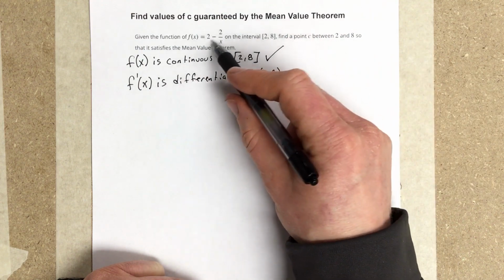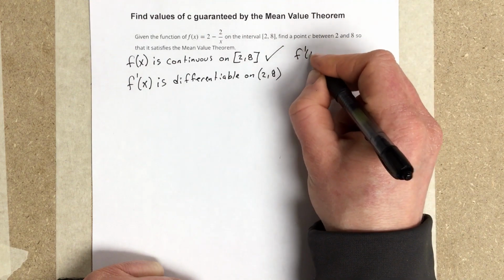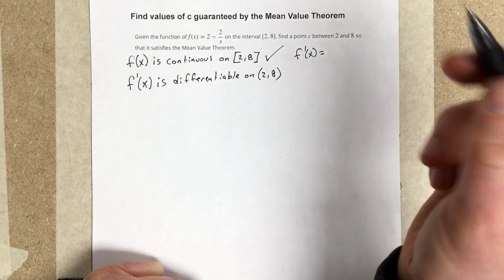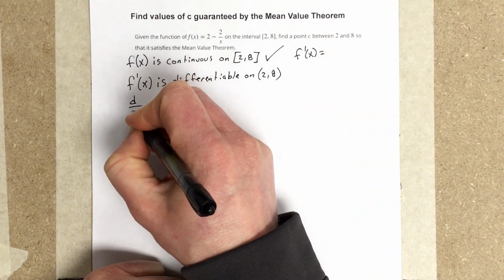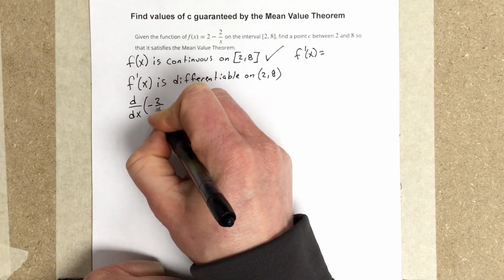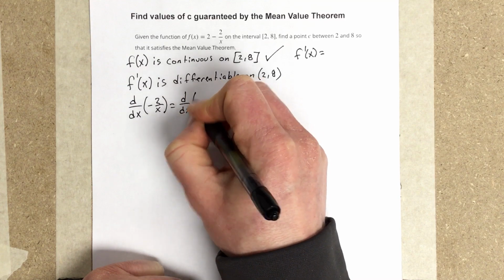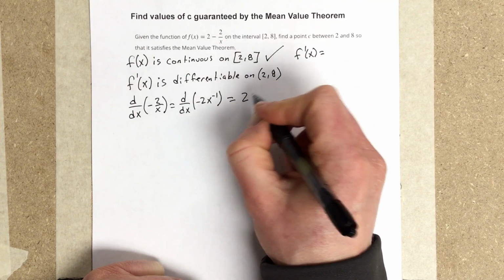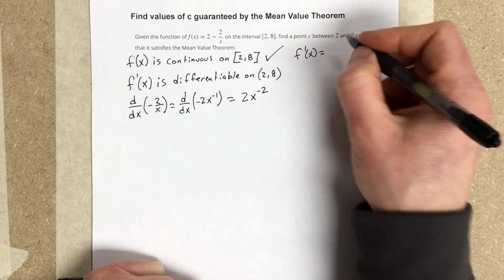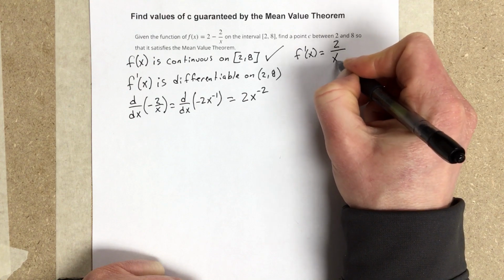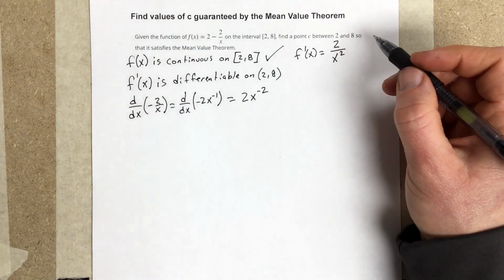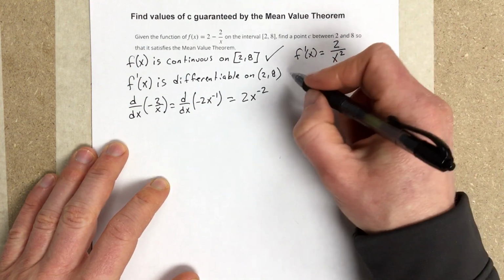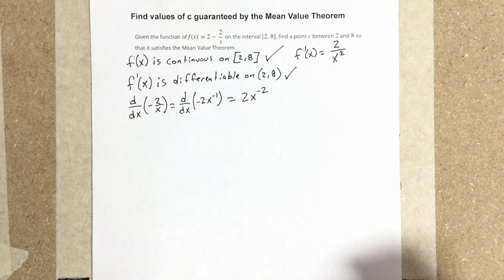But to figure out the f prime of x, I need to take the derivative of this. So f prime of x is equal to, the derivative of 2 is 0. The derivative of negative 2 over x, I'm going to rewrite this as negative 2x to the negative 1. Then I take the derivative and negative 1 comes to the front, I get 2x to the negative 2. So my derivative here is 2 over x squared. x could not be 0 here. If x is 0, then I am dividing by 0, and that's a domain restriction. But our interval is 2 to 8, so yes, differentiable on 2 to 8. So we're good in those two areas.